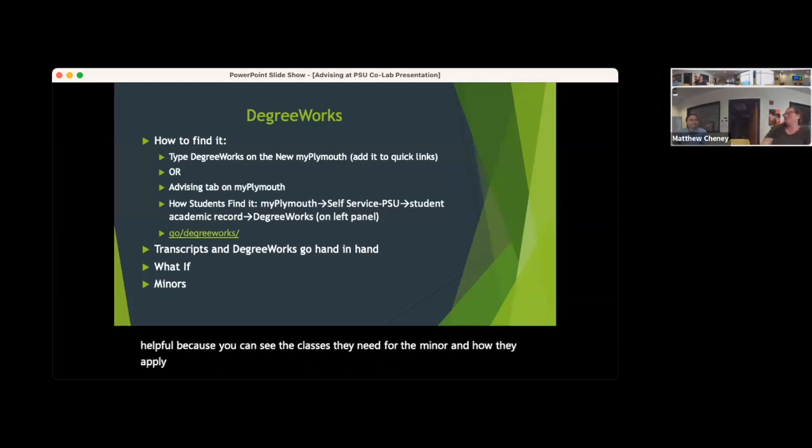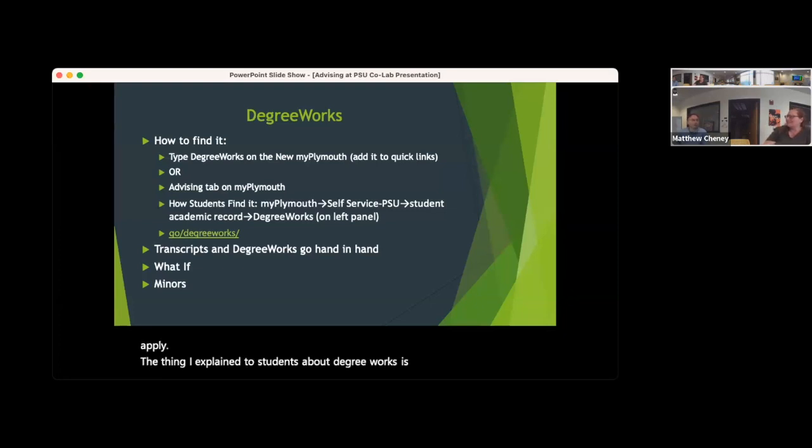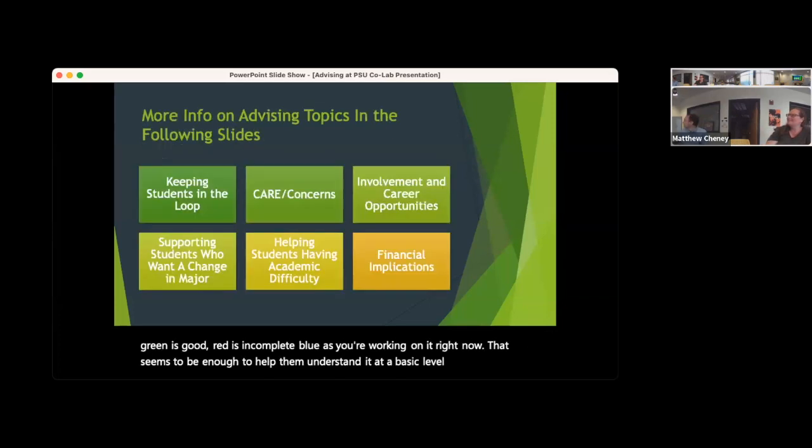The thing I explain to students about DegreeWorks is how the colors work. Green is good, red is incomplete, blue is you're working on it right now. That seems to be enough to help them understand it on a basic level.